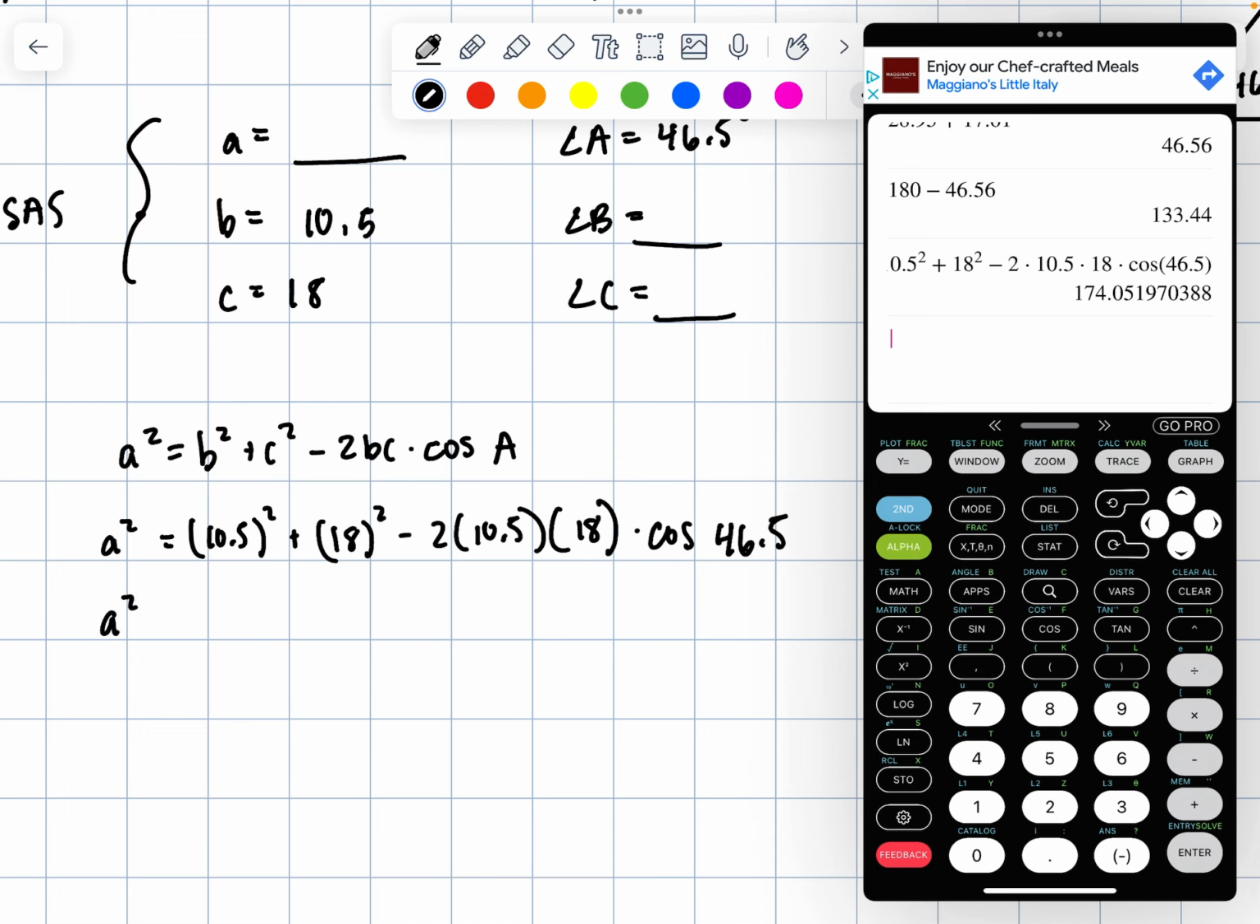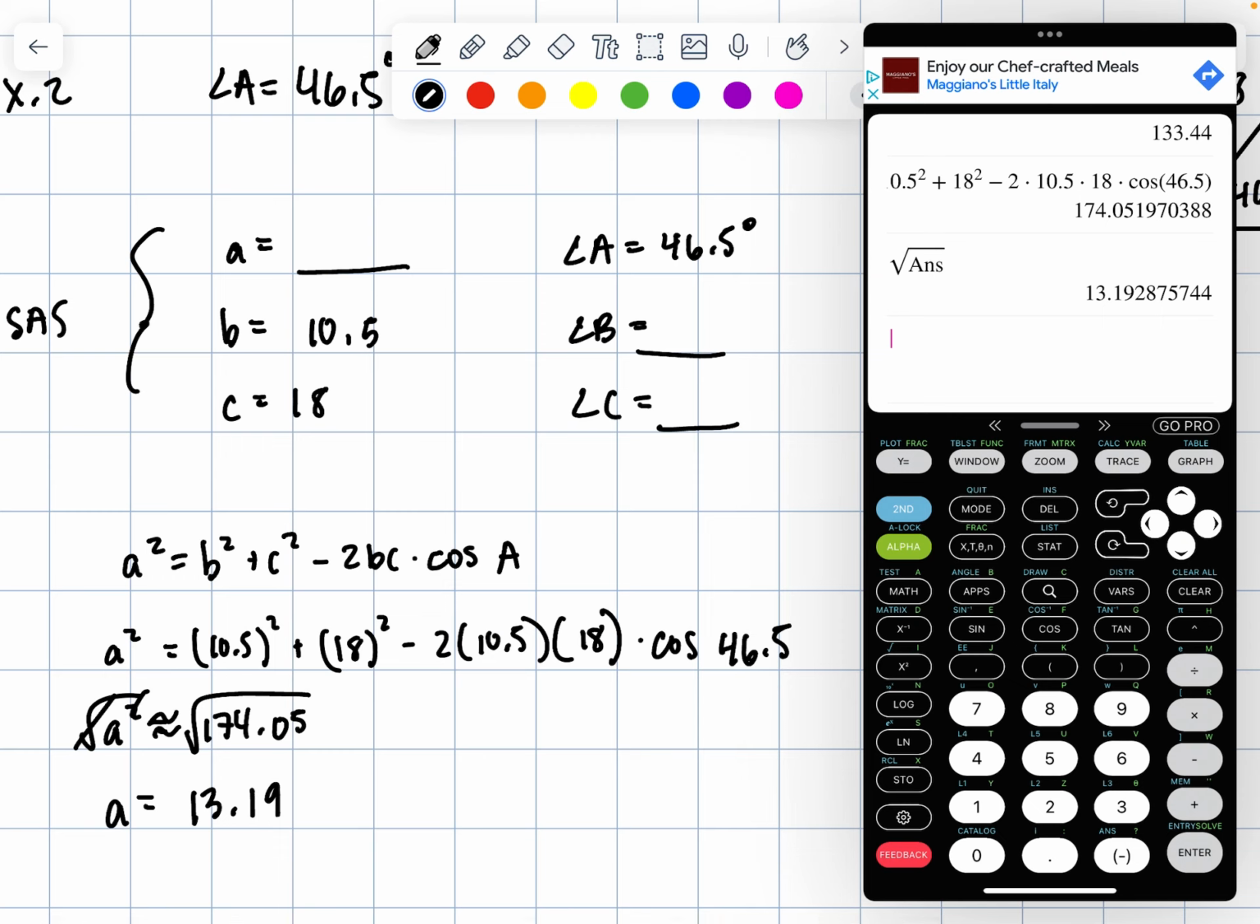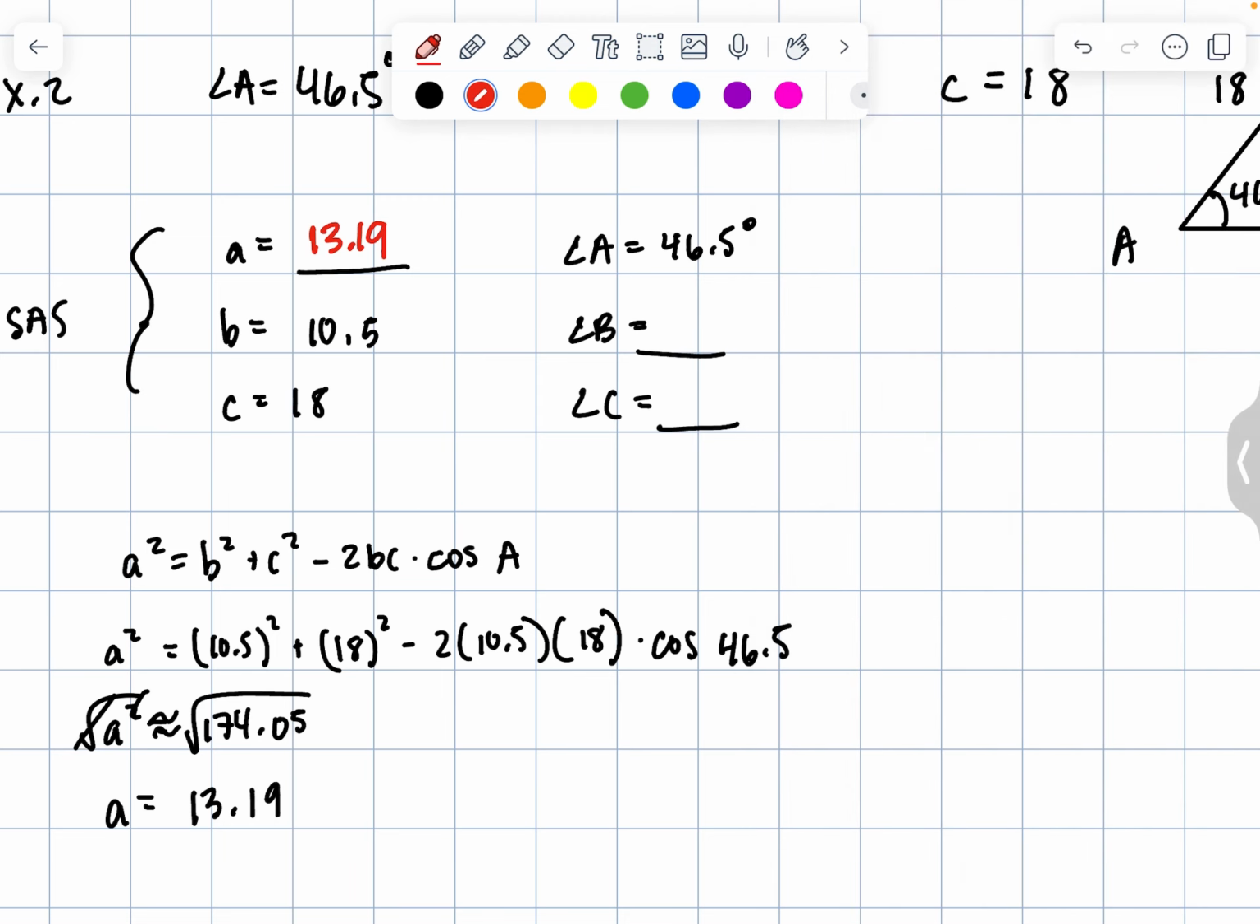A squared is now equal to 174.05, approximately. Now square root both sides because you have to get rid of the square. A is now equal to, I'm going to do this, square root, second answer, and take the most previous answer. We have 13.19. And now we have 13.19 here. And we are in good shape.